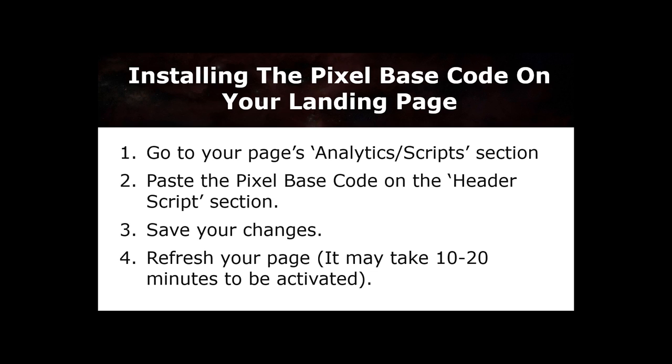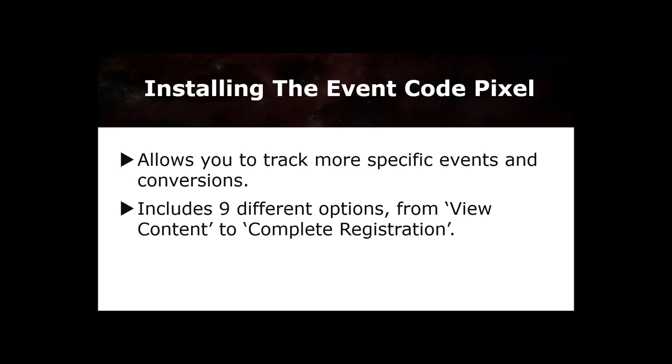To ensure that your pixels are installed successfully, head back to your Facebook Ads Manager, and there will be a blue tick symbol indicating if you have installed it correctly. You can now track the type of audience visiting your landing page. The next step is to install your second pixel, which is the Facebook Pixel Event Code.